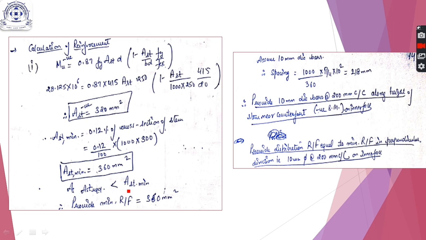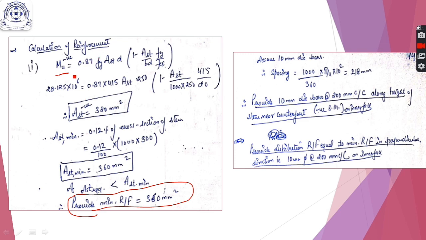So we have to provide at least 360 mm square, this is the minimum prescribed value, hence we will provide the minimum reinforcement. So we assume the diameter of bars and calculate the spacing. So we get 10 mm dia bars at 200 mm center to center, and this is for the negative moment. So this is along height of stem near the counterfort due to the negative moment on the inner face.